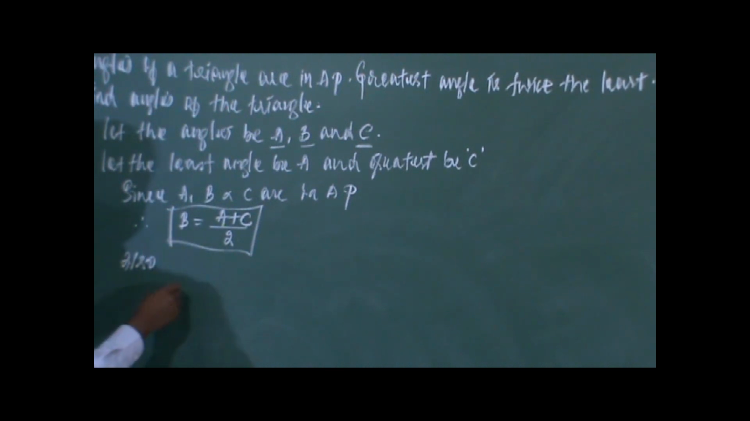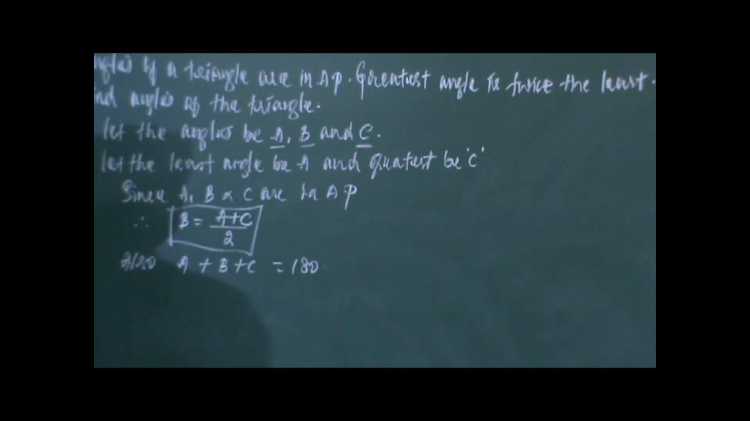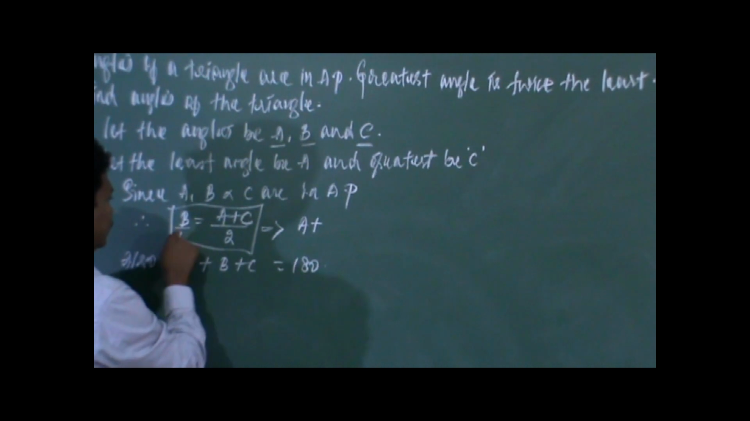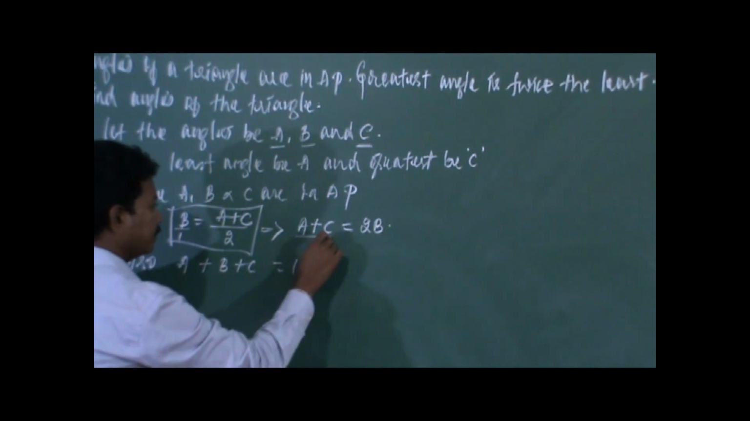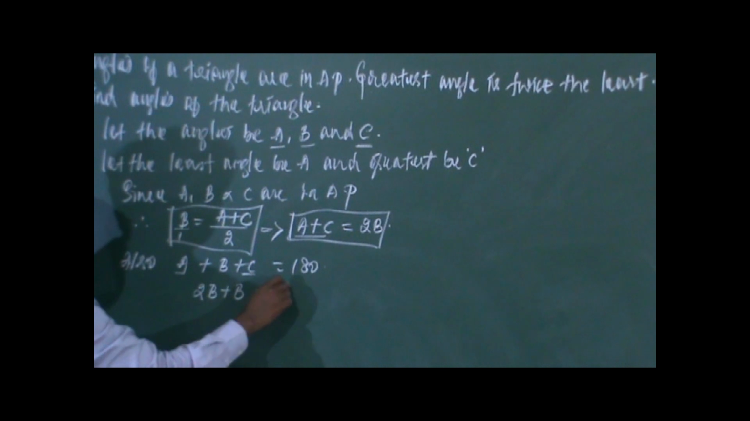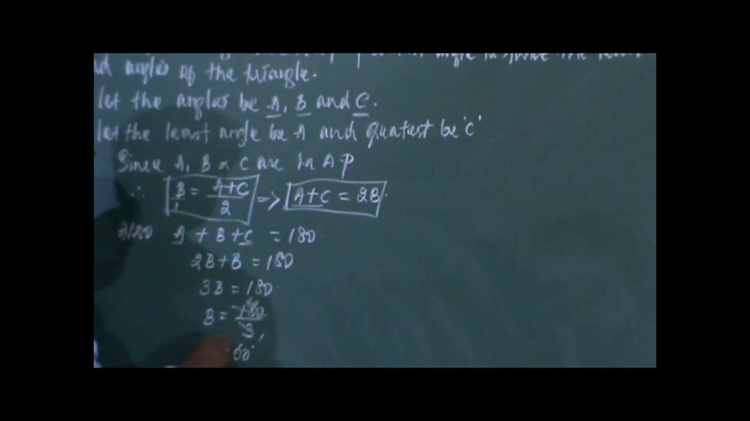Also we know that in a triangle the sum of all the three angles is 180 degrees. So here I can also write it like this: A plus C is equal to 2B. So instead of A plus C we will write 2B, and so 2B plus B, that is 3B, is equal to 180. So B is equal to 180 by 3, and 3 sixes are 18, so B is equal to 60 degrees. So one angle we have got, that is B is equal to 60 degrees.